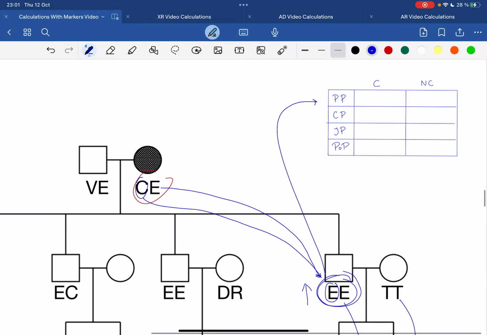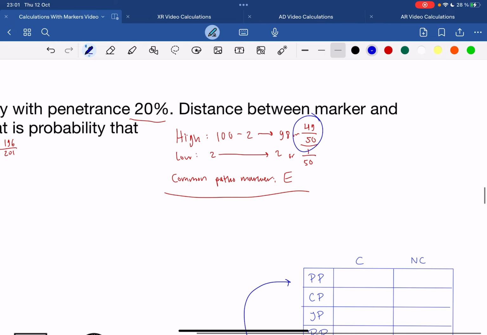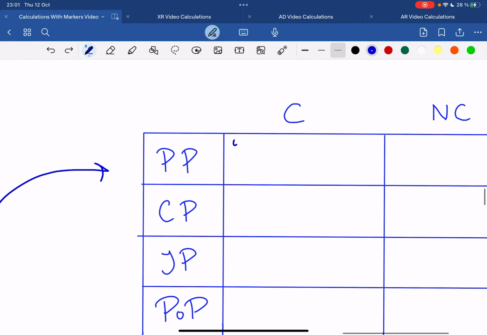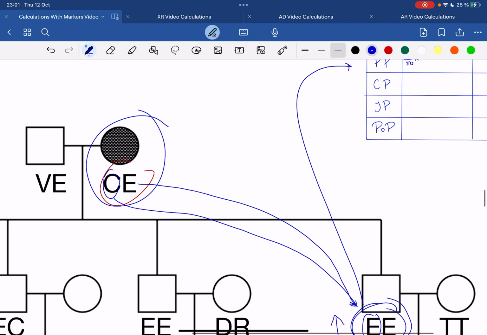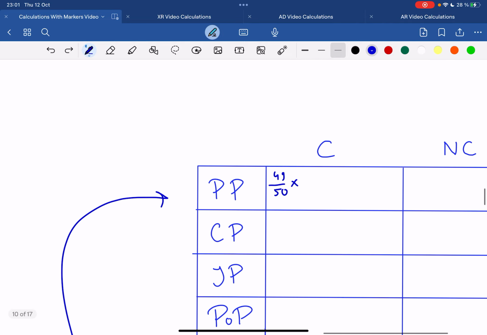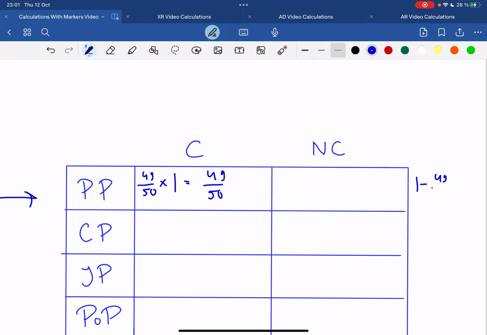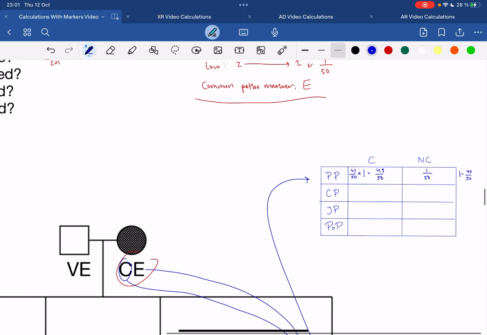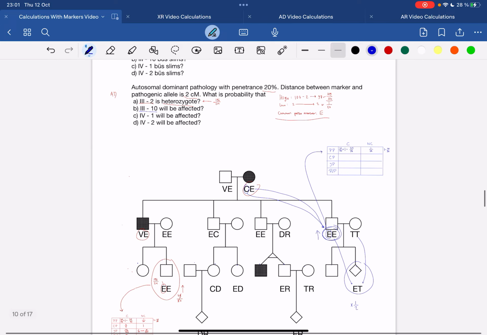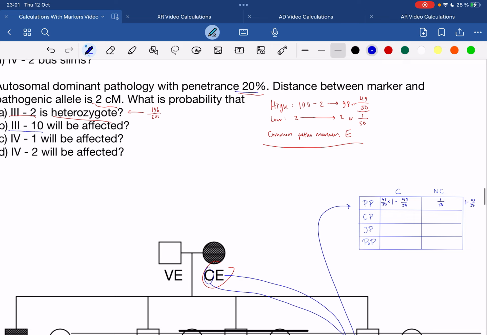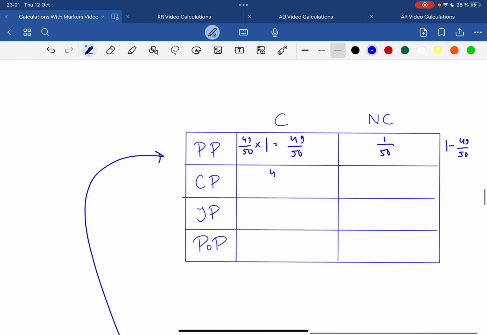And because there's a high risk, we use 49 over 50 here. So 49 over 50 times the parent's risk to be a carrier. Because this person is affected, it has to be 1, which equals 49 over 50. Non-carrier is 1 minus 49 over 50, which would be 1 over 50. Conditional probability is the rest of the penetrance, which would be 80% or 4 over 5. And here would be 1.